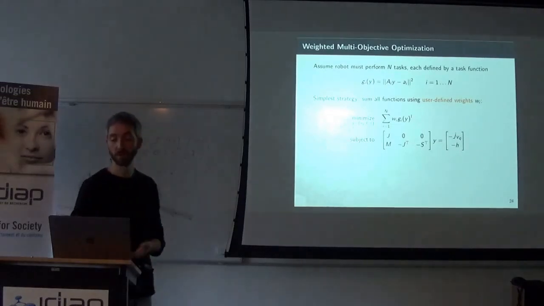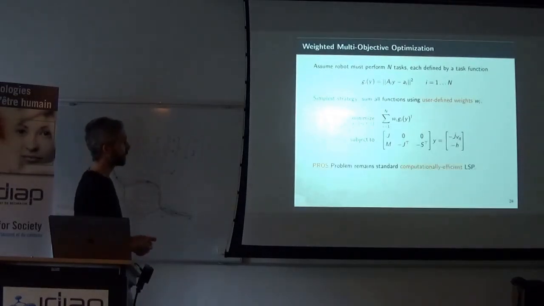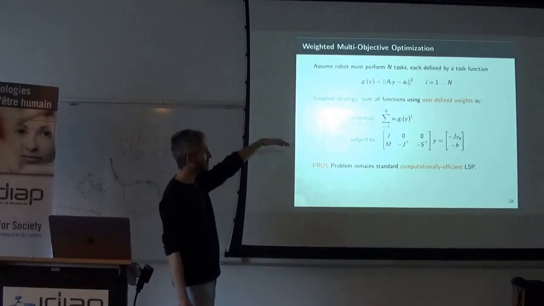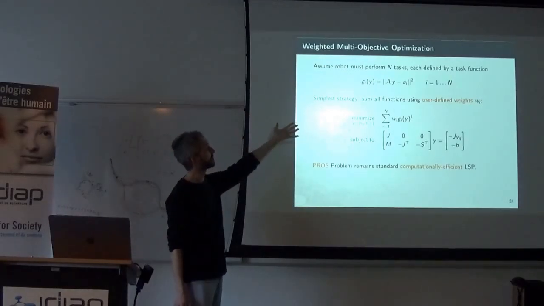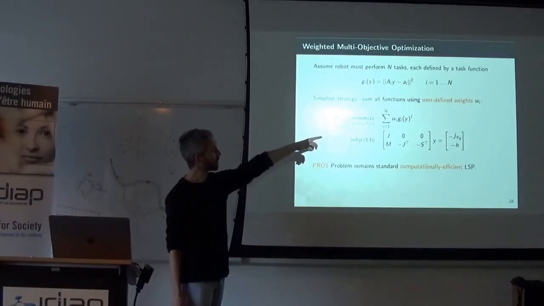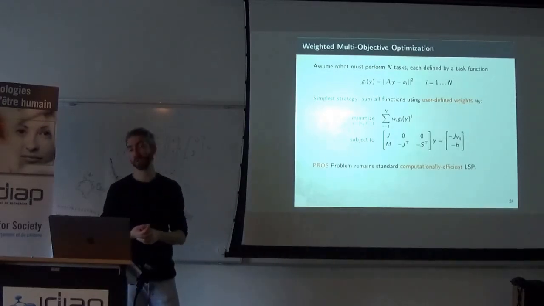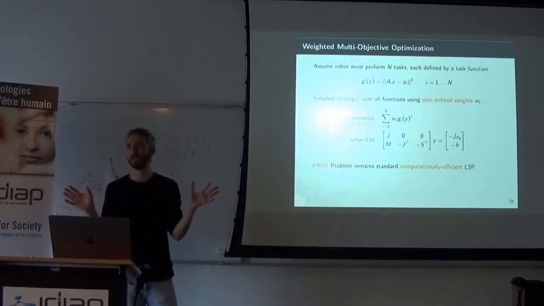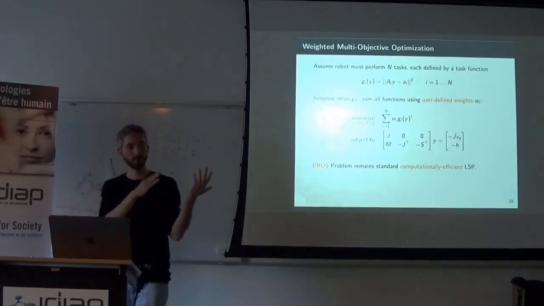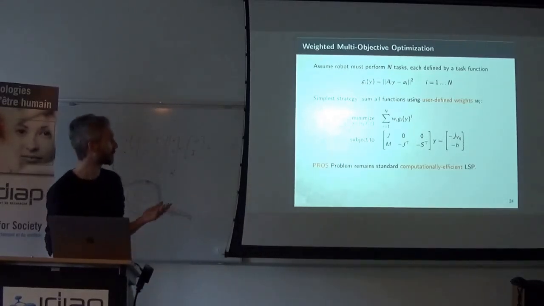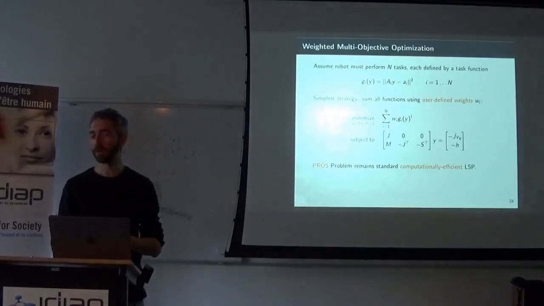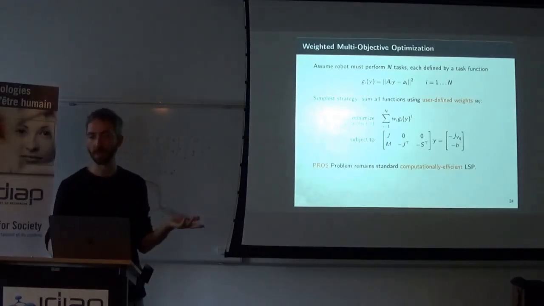And the pro of this approach is that the optimization problem hasn't changed much. Instead of having a single least square function, you have the sum of least square functions, which is a least square function. So it's the same problem. Mathematically speaking, it's exactly the same problem we had before. Nothing has changed. So in terms of computational efficiency, it's the same.